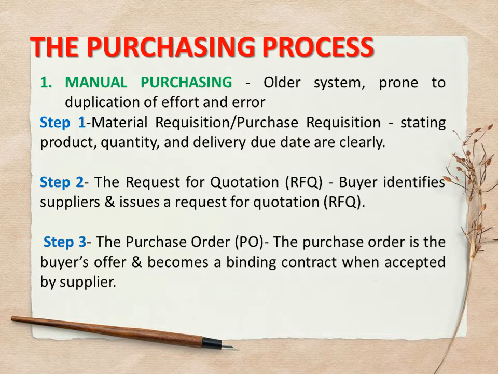So step one, we have here the material requisition or the purchase requisition, MR or PR, stating product, quantity, and delivery due date clearly. So, this material requisition, you write it, it is a form, and then you fill out which product, how many in quantity, when to deliver, what the price is, what the amount is, what your budget is.